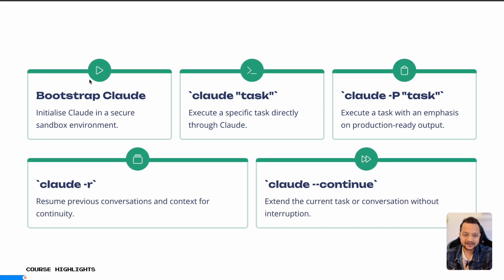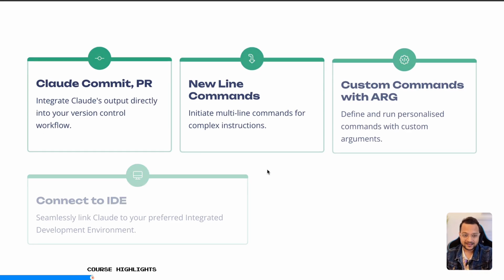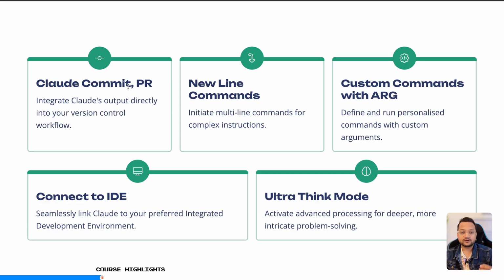So we are going to see how we can initialize the Claude Code, then how we can talk with the Claude Code using the Claude Code task, with the P flag, what this is going to do, the R flag called resume, the continue, how we can continue the previous conversation. Then we will move to the Claude Code commit PR, that means working with Git and version control.